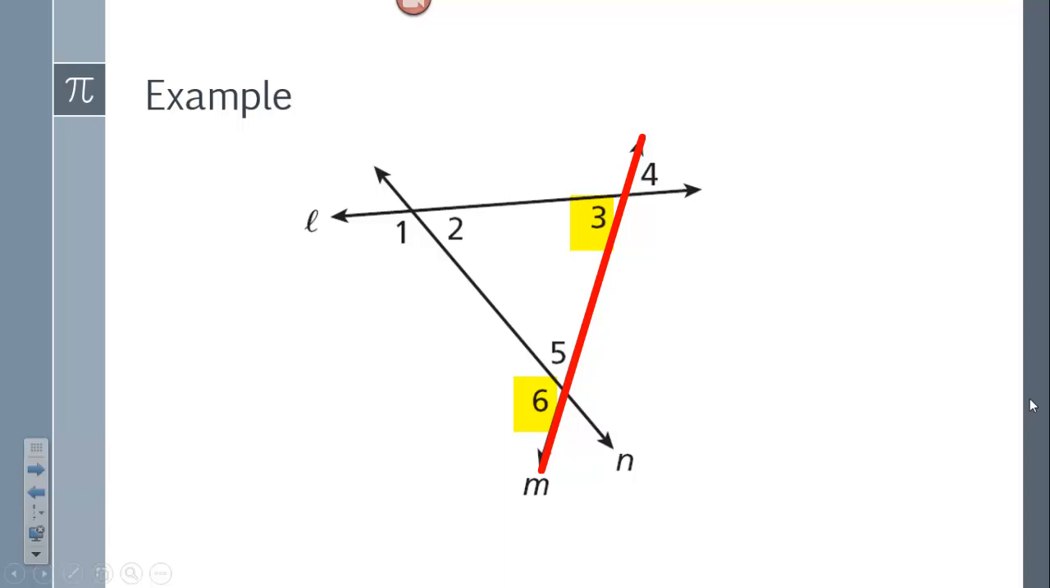Now let's switch gears and look at N as being our transversal. Hopefully you can tell that transversal N forms two sets of alternate interior angles, 1 and 5, and 2 and 6.